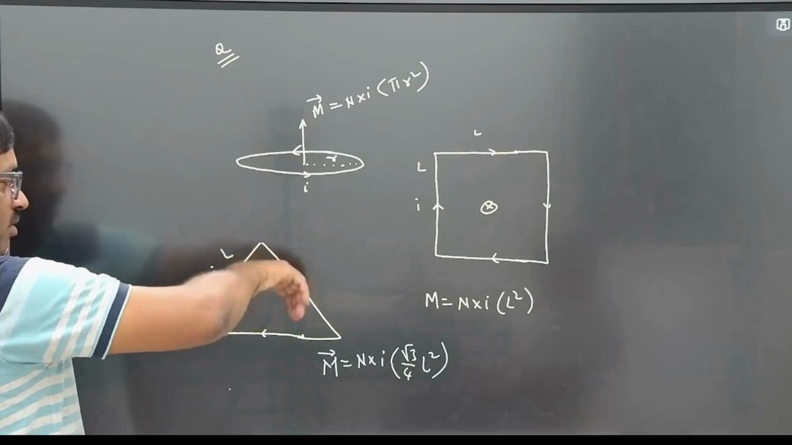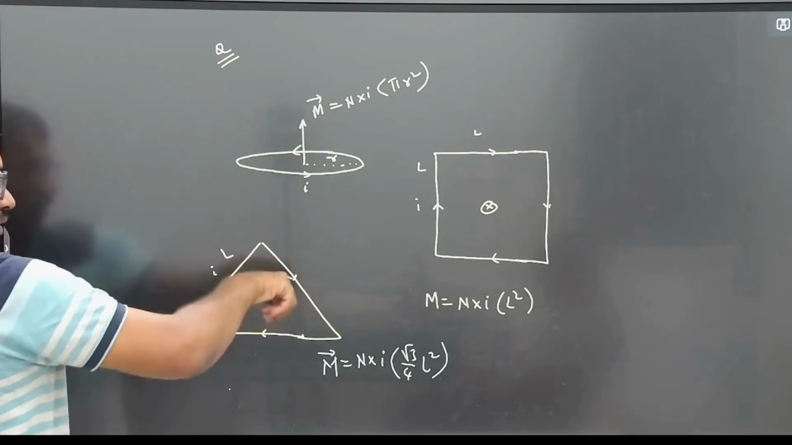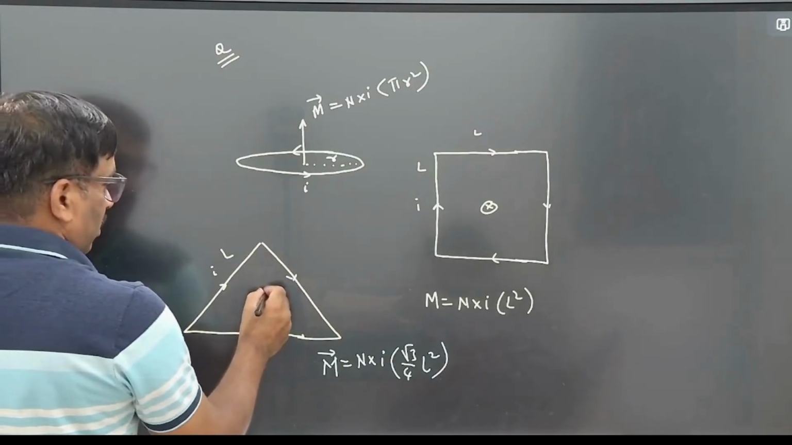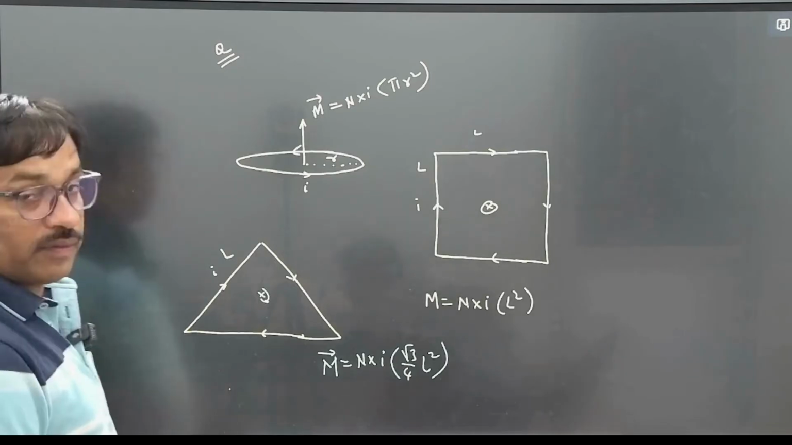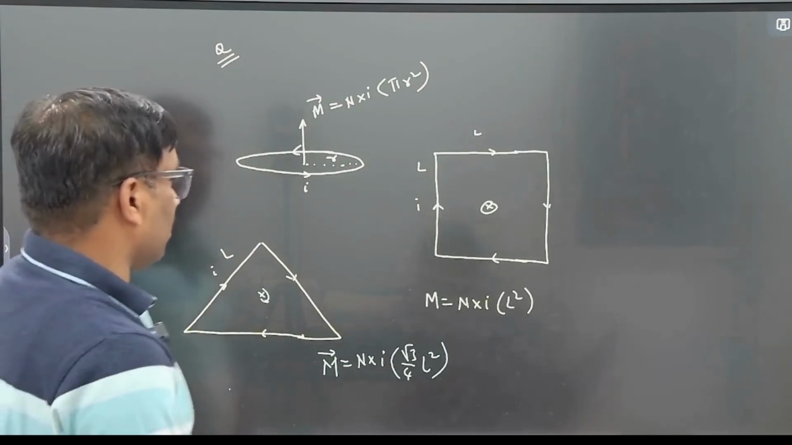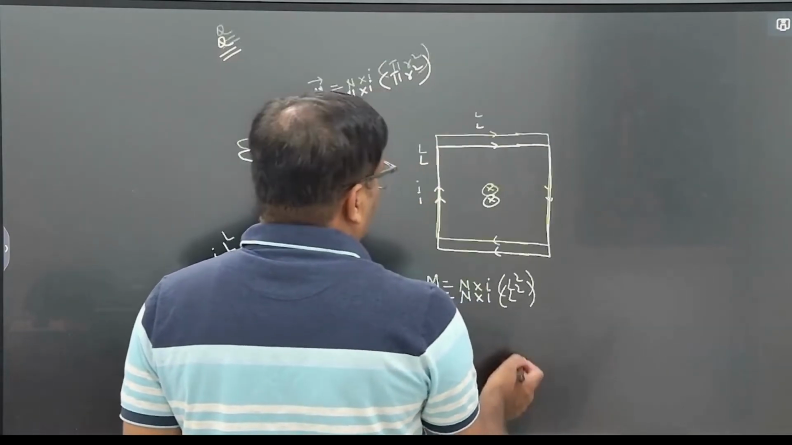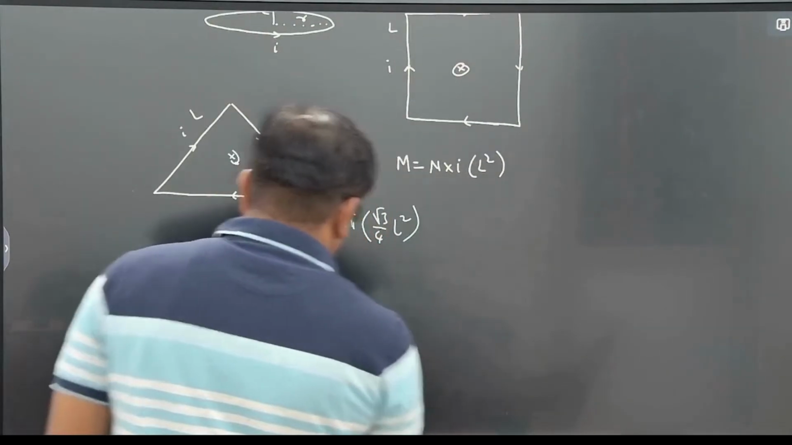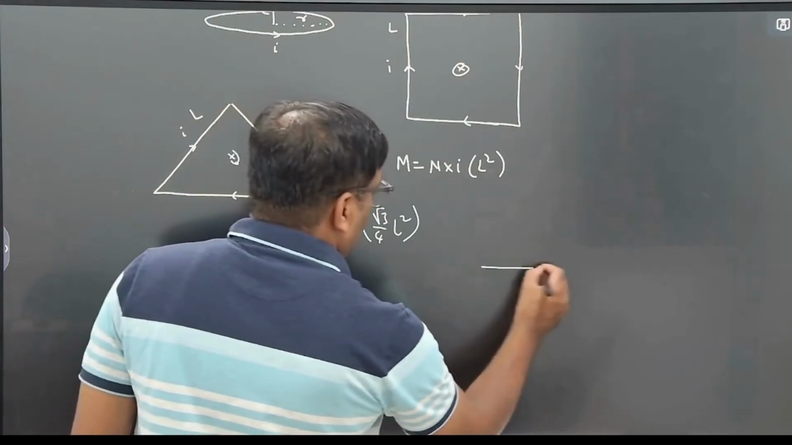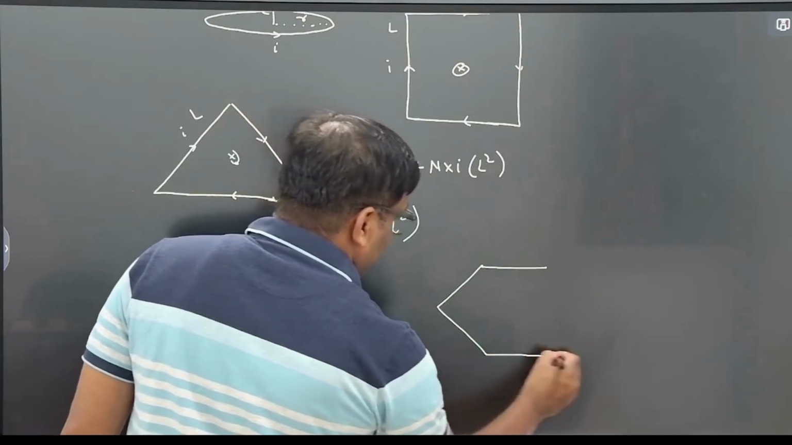What is the direction here now? The current is flowing like this, therefore this is your direction now. Clear? So now we can calculate the magnetic moment of a regular hexagon. This is a regular hexagon.